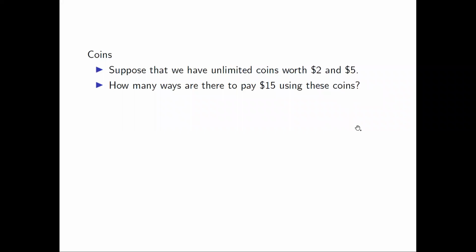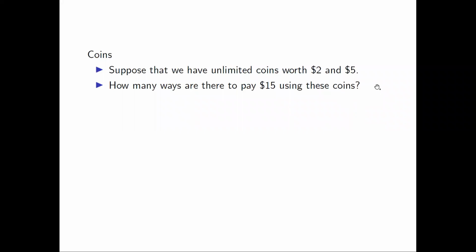So let's look at one more type of problem where we can use generating functions and get the answer pretty easily. Suppose we have unlimited coins and they're worth either $2 or $5 each. For each of these types of coins, the $2 coins and the $5 coins, there's an unlimited supply. And the question is, how many ways can we pay $15 using these coins?